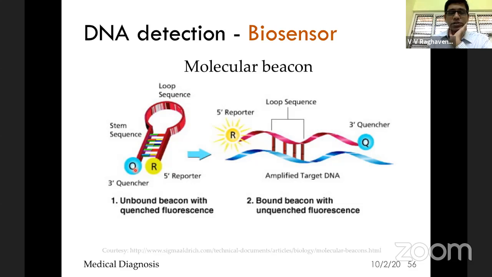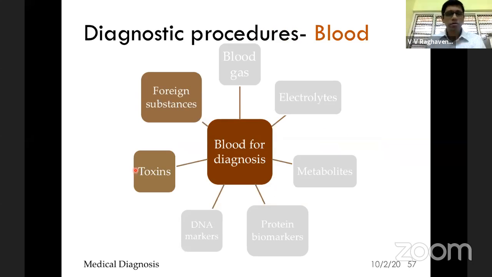This is being used in GeneXpert, a machine for diagnosis of tuberculosis. Okay. With that, I stop.